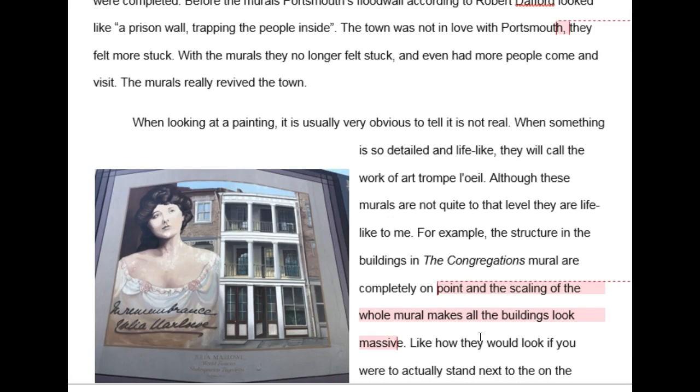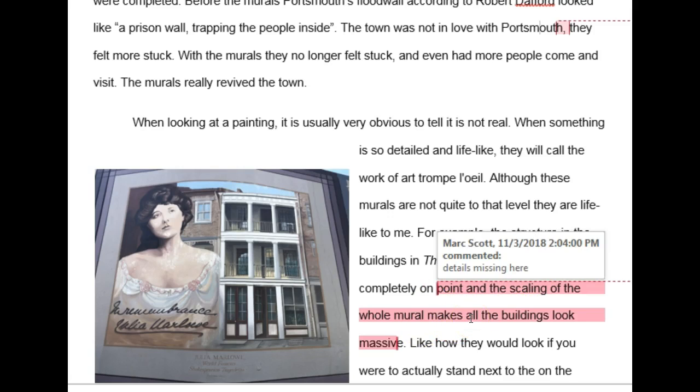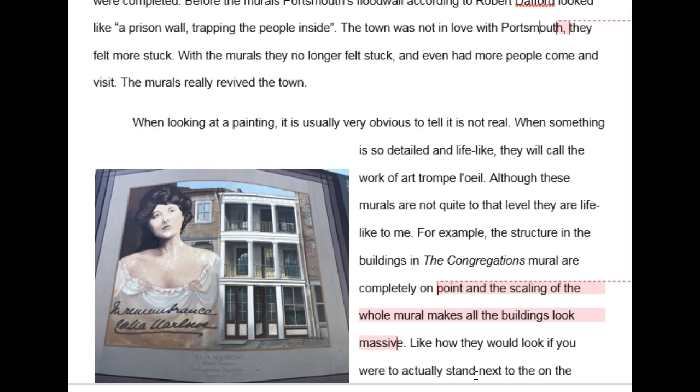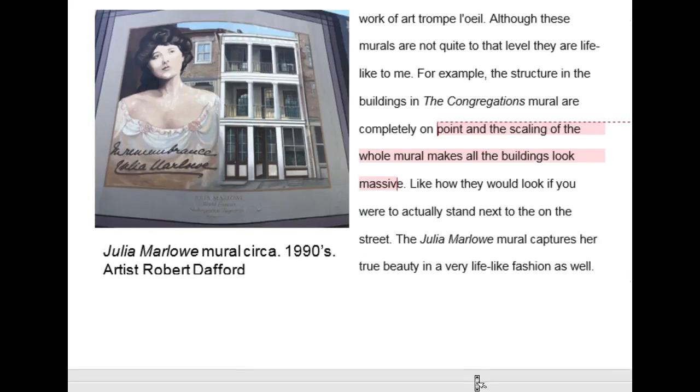There's also places in your essay where I felt like more description and more detail was needed. So here we have the congregation's mural completely on point, and the scaling of the whole mural makes all the buildings look massive. I like the discussion of scaling. I think that's an interesting idea to take a look at. But just saying that they're on point really doesn't describe. That tells me something, but it doesn't really show me anything.